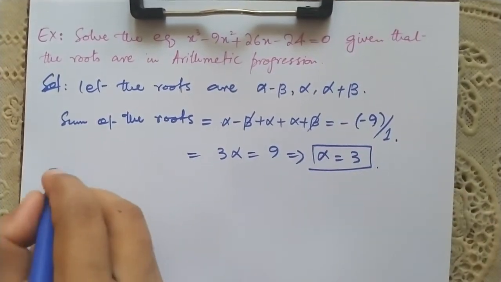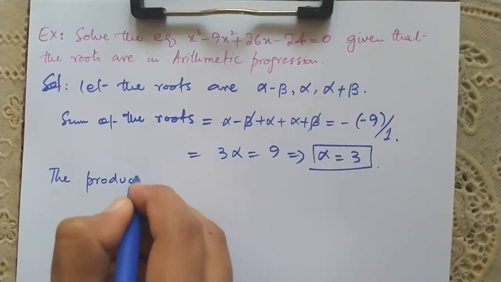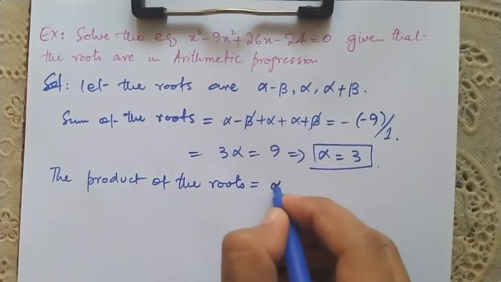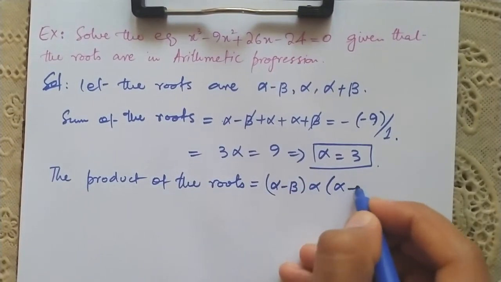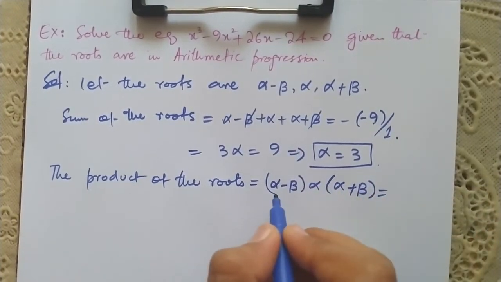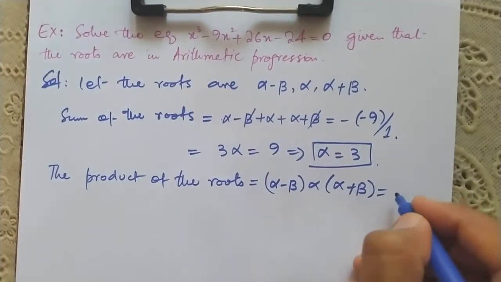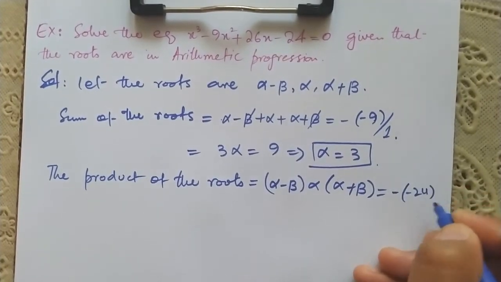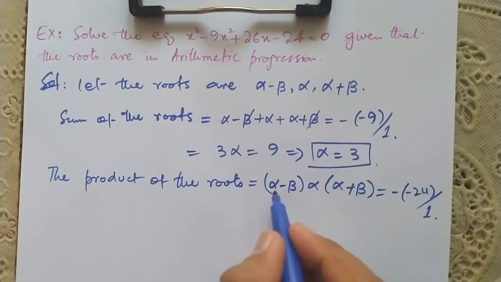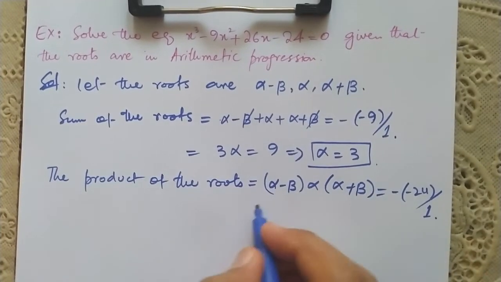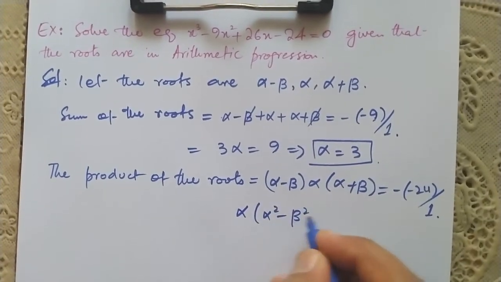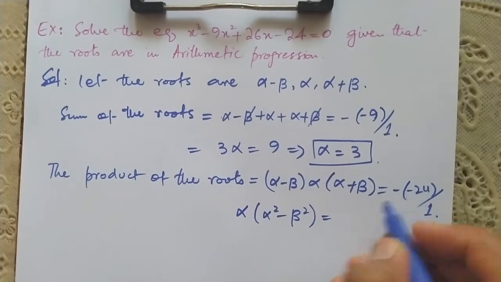Now the product of the roots. The product of the roots is equal to alpha minus beta, alpha and alpha plus beta. And according to the derived relationships, the product of the roots will be equal to minus 24 upon 1, right? When you multiply these roots, alpha minus beta into alpha plus beta becomes alpha square minus beta square. So alpha times alpha square minus beta square is equal to minus into minus plus 24.